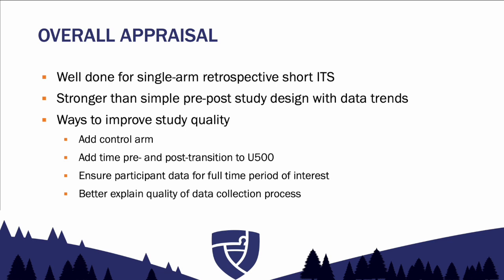That being said, we've discussed some ways that this study design could be improved. We could add a control arm. We could add more time to the pre and post transition of U500. We could only include participants that have had at least those 2 years of time or whatever time frame we're using to make sure we have more complete data collection across all of the individuals on U500. And we could put in some quality control measures for data collection and then describe those within the manuscript. All of those would create a stronger interrupted time series.